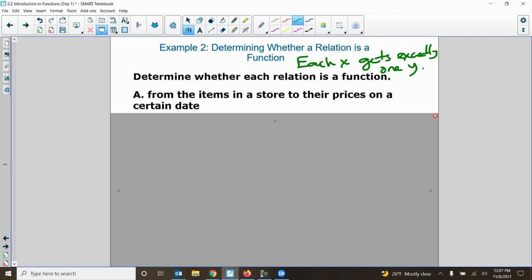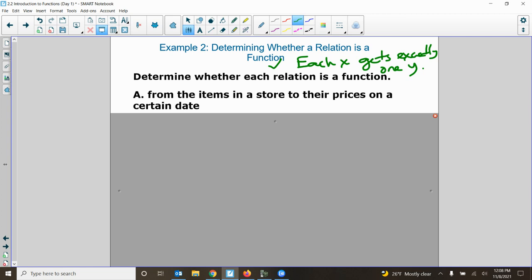So if we're going to start talking about whether these relations are functions, you have to ask, does each x get exactly one y? Does every element in the domain have exactly one y in the range? Now, those x's can all go to the same y. That's fine. Each y doesn't have to have exactly one x, but each x has to have exactly one y.